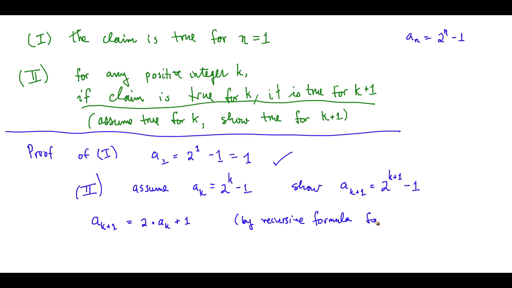For the Tower of Hanoi. I'll abbreviate this, TOH, for the Tower of Hanoi. But we can expand this and apply the explicit formula for a sub k. We can do that because that's our assumption. We're going to assume that this is true for a sub k. So a sub k is really equal to 2 to the k minus 1, and then plus 1.